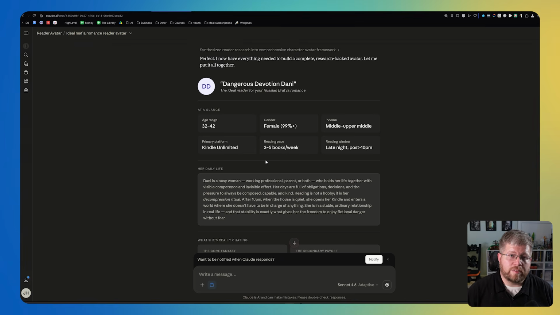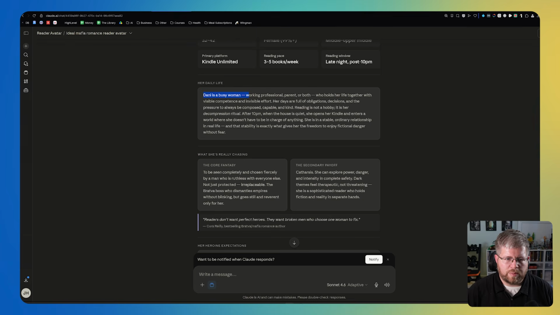And even if there is an influx of good books in a genre, these people are reading 3 to 5 books a week in some genres. So, reading window: late night, post 10 p.m. Okay. Danny is a busy woman, a working professional, parent, or both, who holds her life together with visible competence and invisible effort. Her days are full of obligations, decisions, and the pressure to always be composed, capable, and kind. Reading is not a hobby, it is her decompression ritual.